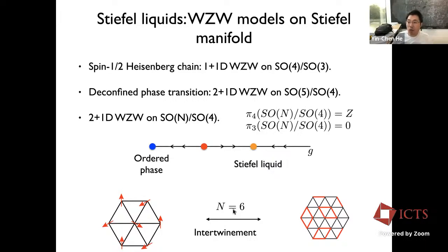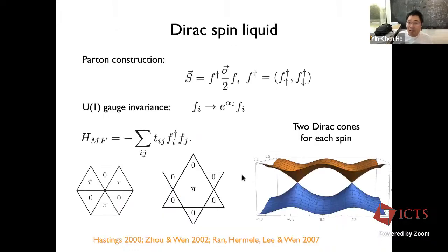And it turns out that for n equal to 6, that corresponds to the physics where we intertwine this non-collinear magnetic order with this root-12 valence bond solid. And with a bit more work, we realized that indeed this n equal to 6 Stiefel liquid is really just the so-called Dirac spin liquid that people have studied a lot in the past.